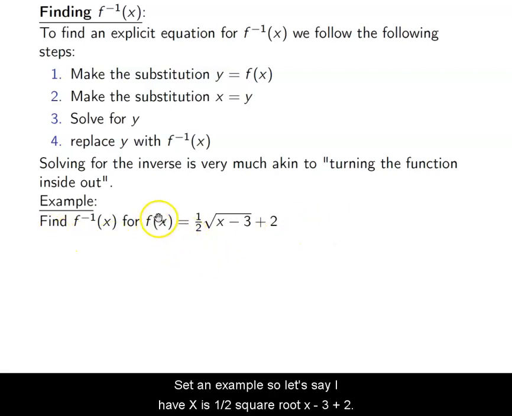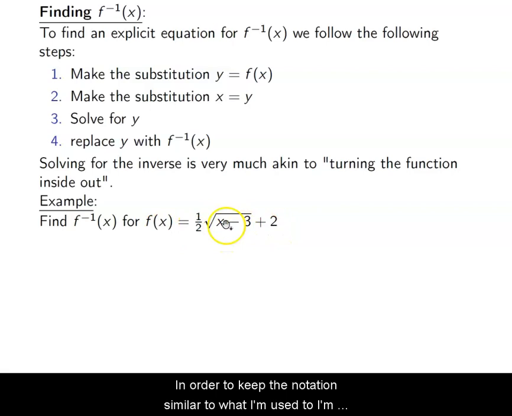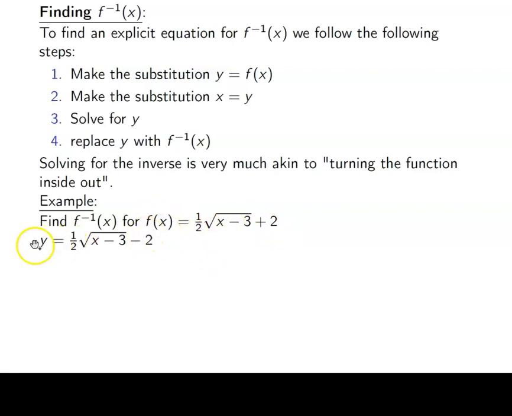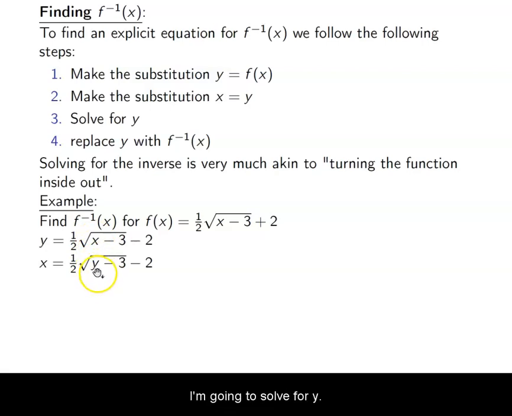Let's say I have f of x is one half square root of x minus 3, plus 2. Basically, I want to solve for x. But in order to keep the notation similar to what I'm used to, I'm going to call this y. So y is one half square root of x minus 3, plus 2. And then I'll swap these out, so this will be x and this will be y. Now I can just solve for y again. I have it in my standard notation where y is the output variable and x is the input variable, but really what I'm doing is solving for that input, which is now my y.